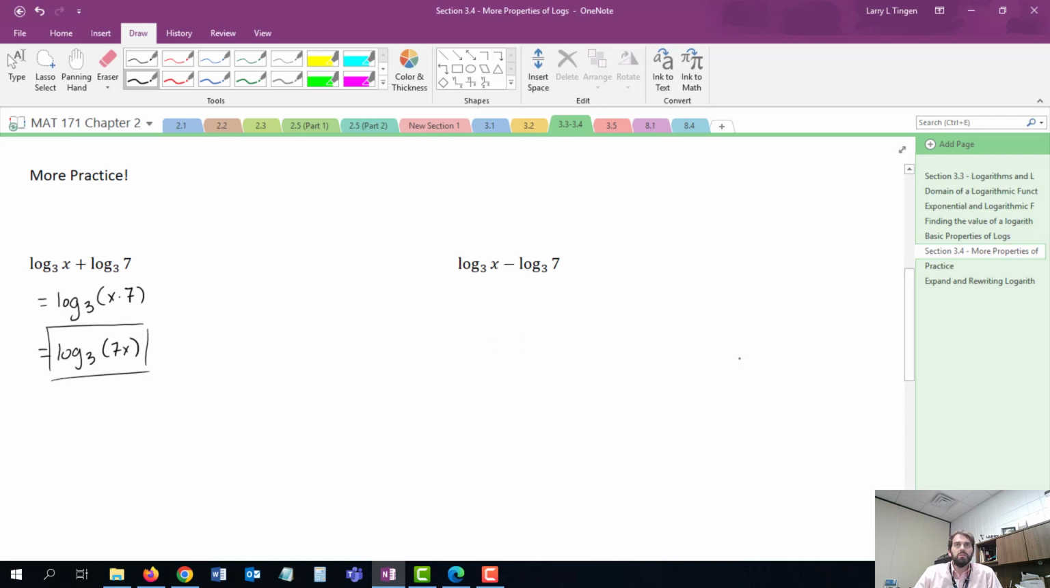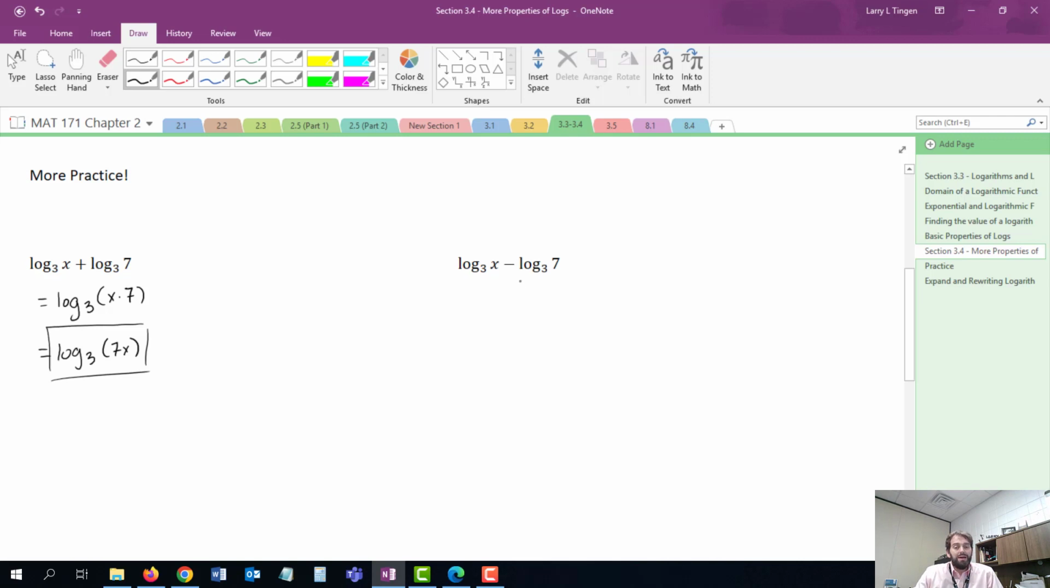All right, so in these cases, simplifying is not a good word to use because sometimes you are asked to condense or compress multiple logs into a single, and sometimes you're given a single log and you're asked to expand it. So in these, I'm taking multiple logs and writing them as a single.